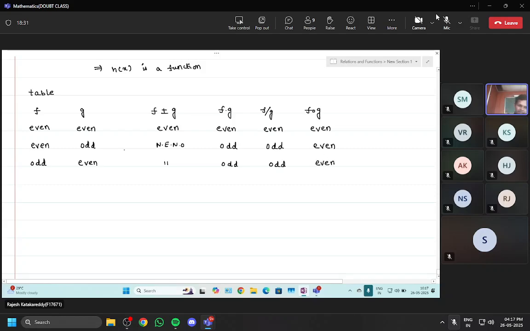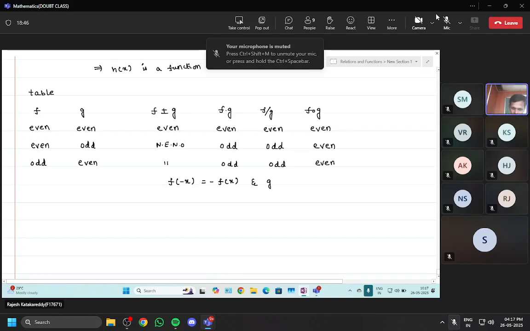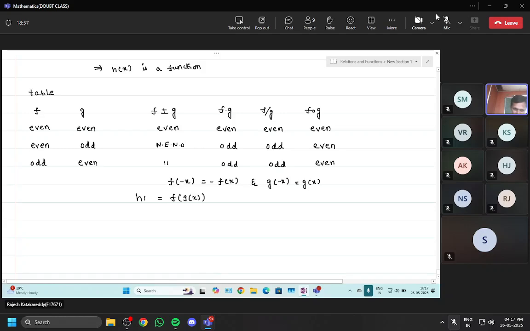Very simple, I can tell here, since one is odd and one is even, let us write f of minus x is equal to minus 1 into f of x and g of minus x is equal to g of x. So I have taken the given f and g nature and then I'm finding the nature of f of g of x. This is h of x. Now replacing x with minus x, h of minus x is equal to f of g of minus x. Since g is an even function, this becomes f of g of x, right? Therefore it is even. Clear?